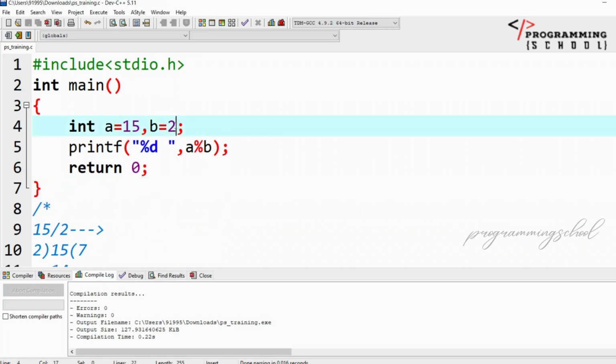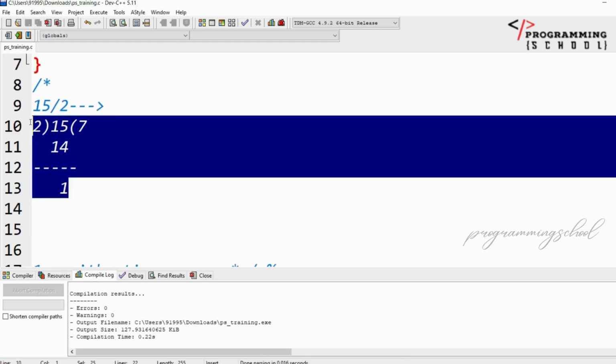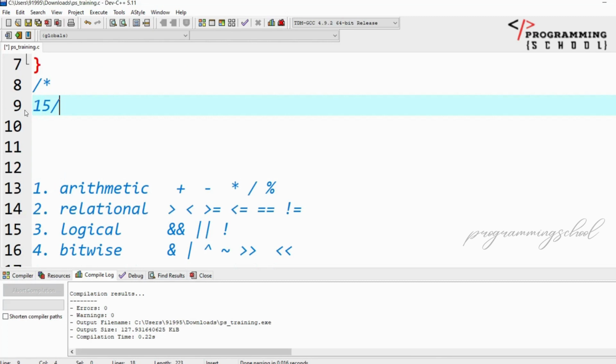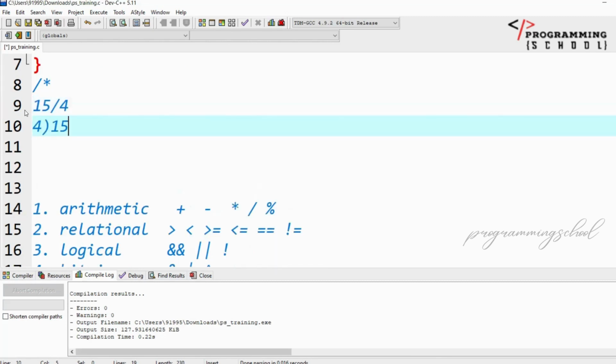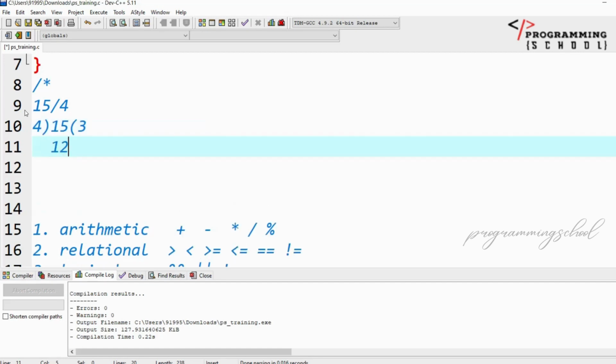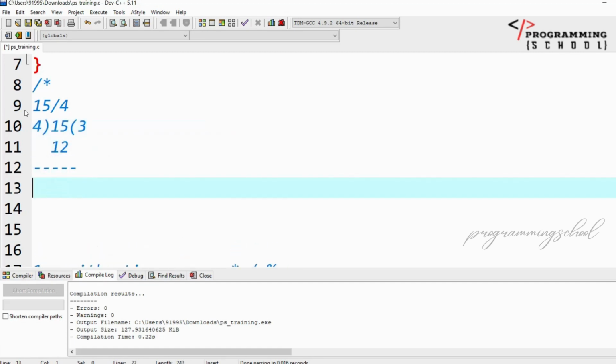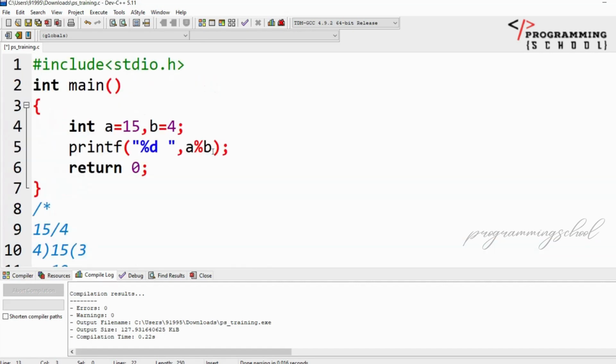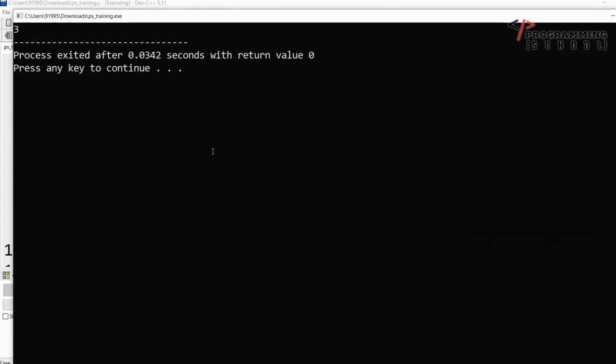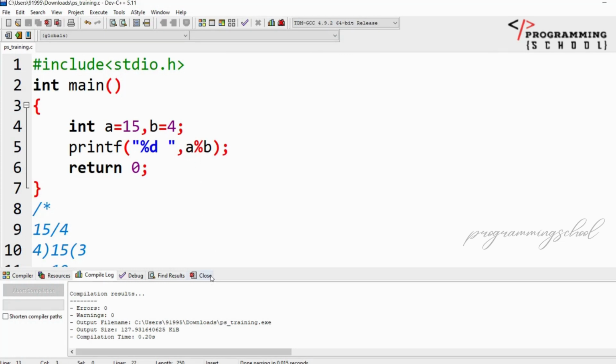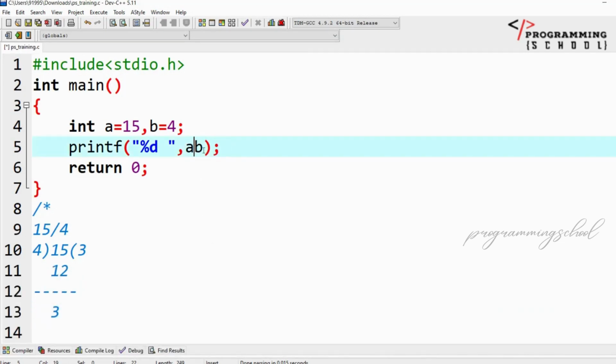For example, here I am going to write 4. How it is going to work: 15 divided by 4. 4 threes are 12, and the remainder is going to be 3, right? The remainder is going to be 3. If I execute this one, the output is going to be 3 here. This is the remainder operator and this is the division operator.